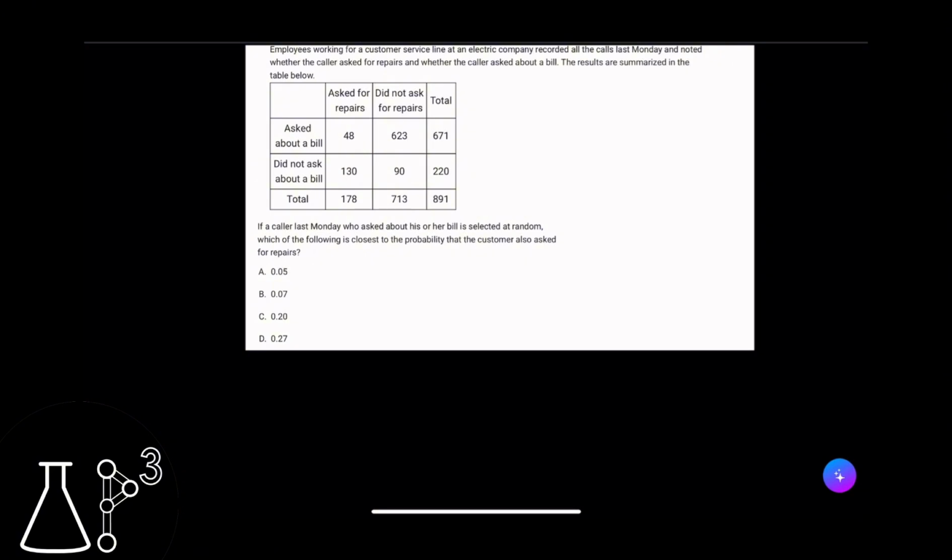So let's go through all the information that's given and look for what we need. We're looking at a caller on Monday who asks about his or her bill, selected at random. As we can see, the only one that they're asking for bill is this box. We never use this one, so we can just remove it. And we're looking for the probability that a customer is asking for repairs. If we're only looking at bills, we can cross out everything else.